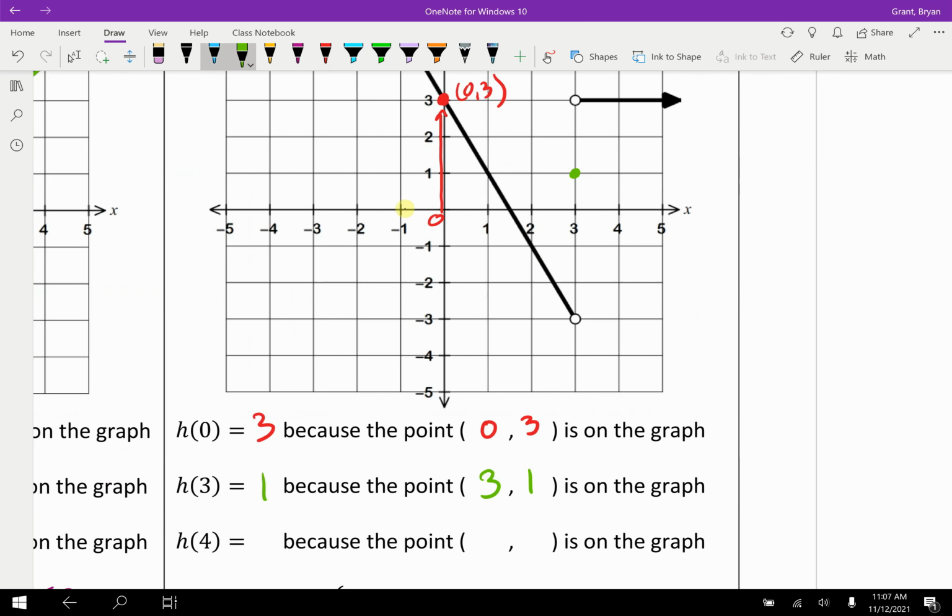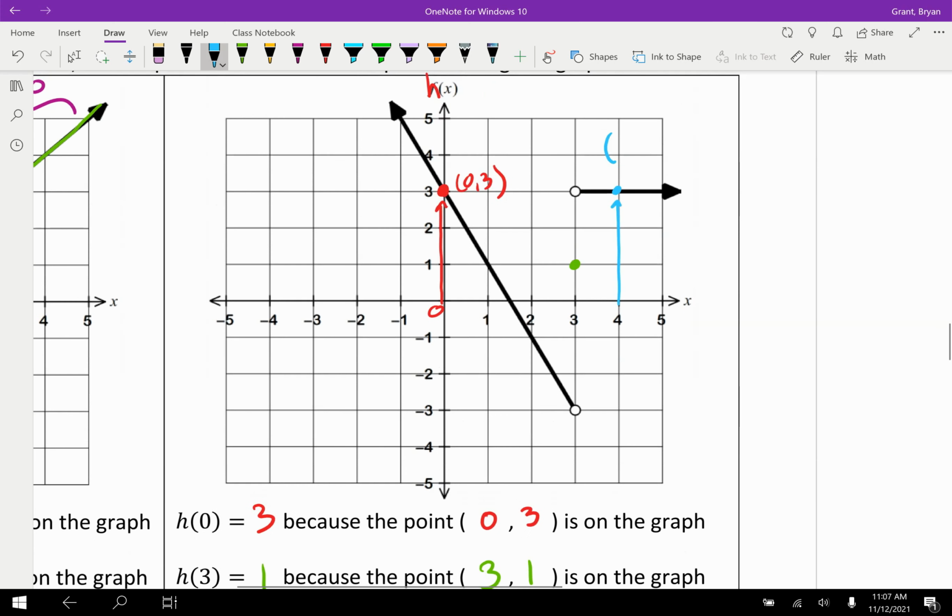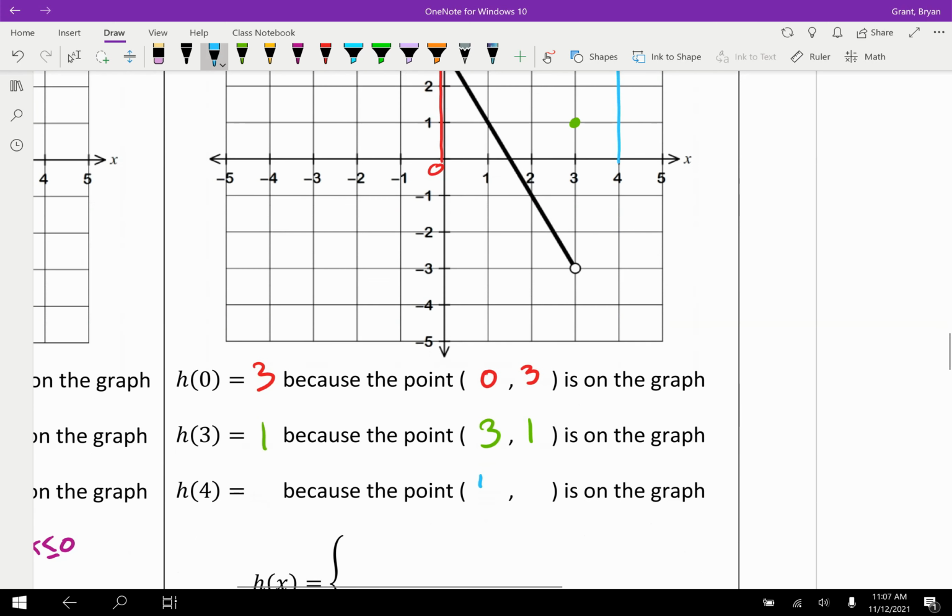Last but not least, we have h of 4. Here's 4 on the x-axis. Where does that go? Well, no y value brings it onto the graph here. But, oh, there's a point on our graph, and that point is 4 comma something. 4 comma what? Well, that looks to me to be 4 comma 3. So when 4 is substituted into my h of x equation, we should get an answer of 3.